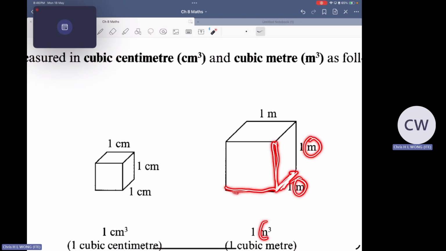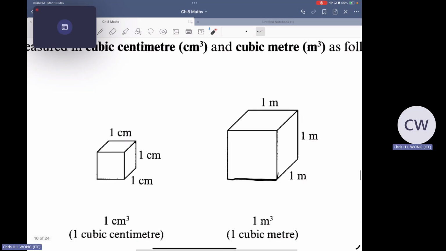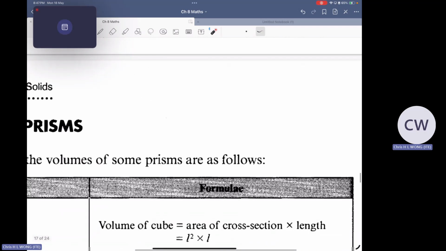1, 2, 3. That's why you have 1, 2, 3. That is why you have meter cube. Volume is always meter cube. Okay, so there's a depth. You calculate the object. There must be a depth.